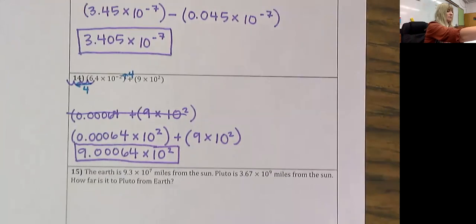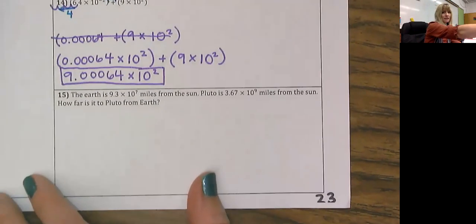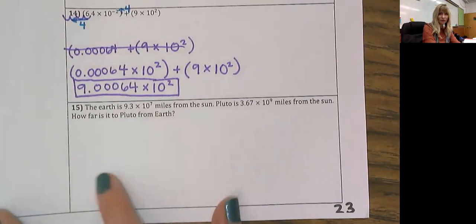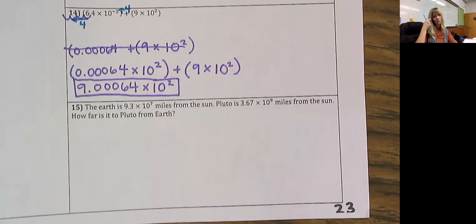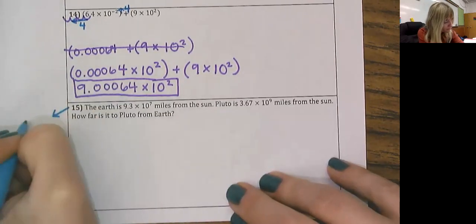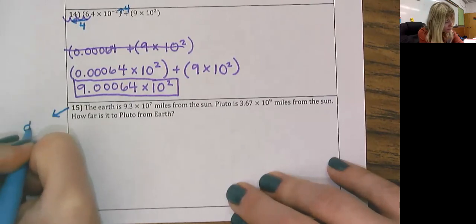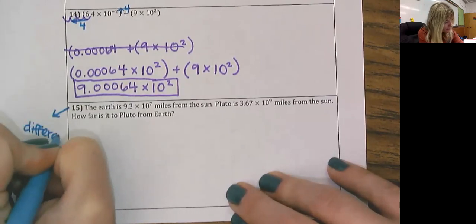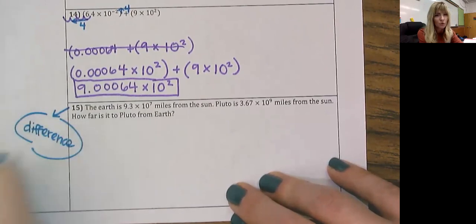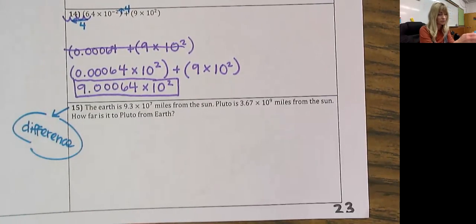Okay, one last question. It's a word problem and you work on a few of these. It says the Earth is 9.3 times 10 to the 7th miles from the sun. Pluto is 3.67 times 10 to the 9th miles from the sun. How far is it to Pluto from Earth? So this is a difference question. They're asking me the difference between those two. And when you hear difference, you should automatically think subtraction problem. Oh, this is a subtraction problem. So I'm going to set that up.